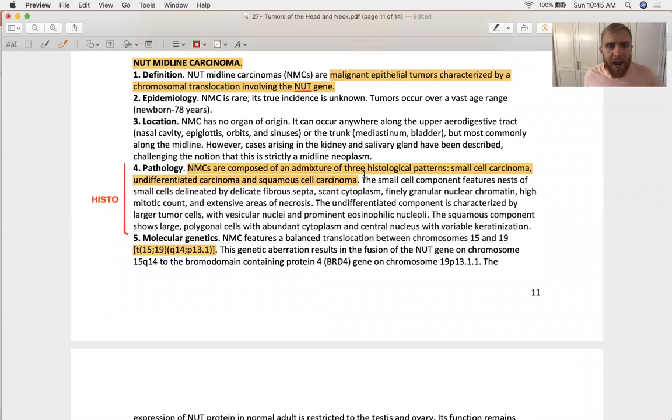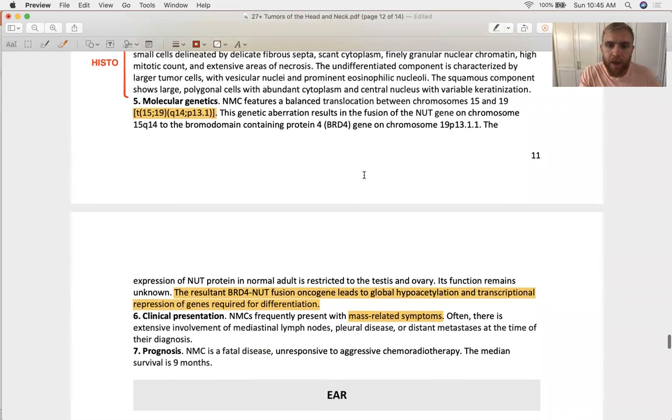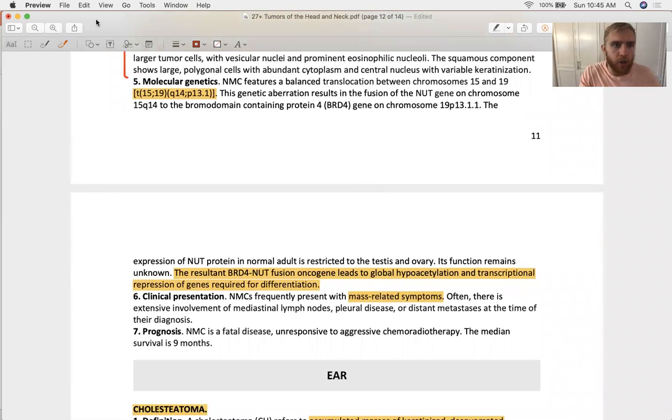Now we're going to talk about a NUT midline carcinoma involving the NUT gene. Hard to remember. It's got a characteristic histology. It involves a 15;19 balanced translocation, and the translocation creates an oncogene. So it's a gain of function of the NUT gene that's going to lead to hypoacetylation of differentiation genes.